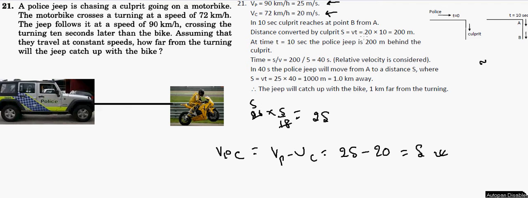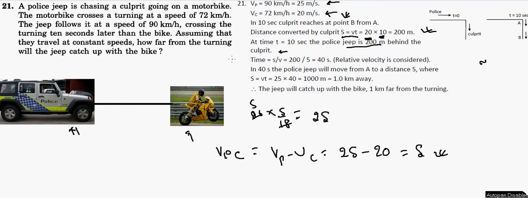According to the question, the police jeep crosses the turning 10 seconds later than the bike. Hence the distance covered by the culprit will be velocity into time. The velocity of the culprit is 20, and in 10 seconds he covers 200 meters. So the gap between the police and the culprit is 200 meters. At t equal to 10 seconds, the police jeep is 200 meters behind the culprit. But as time increases, the difference will decrease, right?